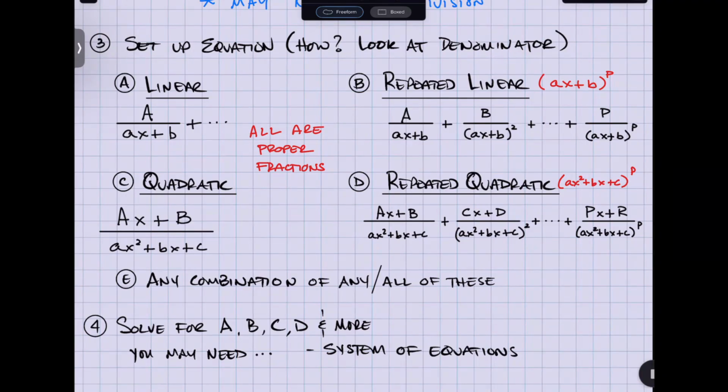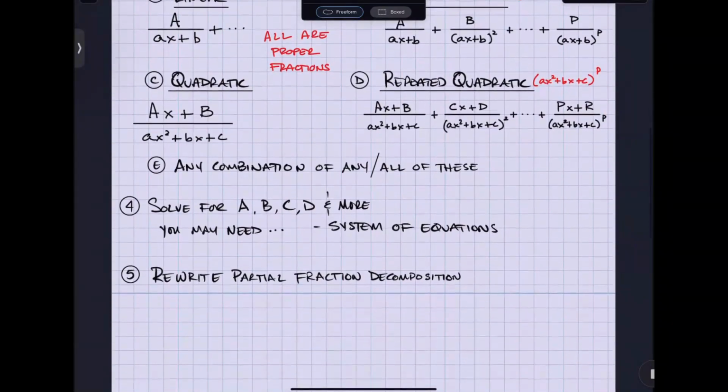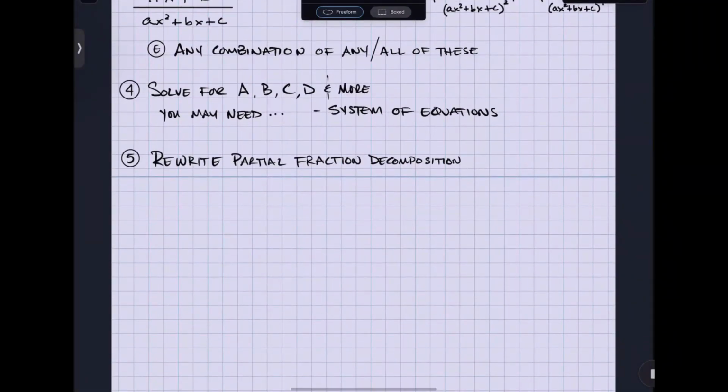Okay? So essentially what I'm doing here with partial fraction decomposition is that I'm taking a fraction and I'm breaking it apart to say if I was to sum up all these fractions, I would get the original. Is that fair? So I'm literally breaking apart a fraction that's already together to be sums of parts. Okay? Then I'm going to solve for A, B, C, D, and more. You may need a system of equations, and then rewrite the partial fraction.